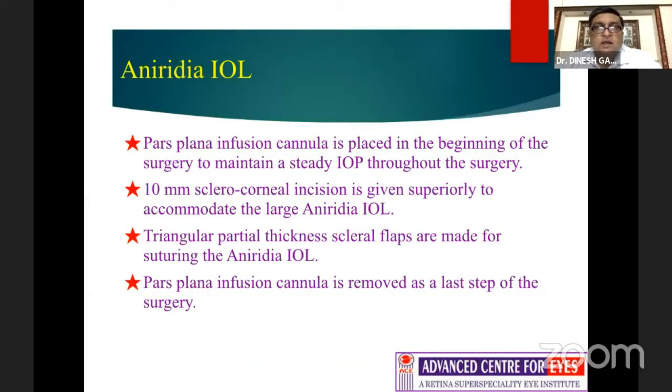So in aniridia IOL fixation, pars plana cannula is a very important part. It is placed in the beginning of the surgery and maintains a steady IOP. At least 10 millimeter sclerocorneal incision is given. And the triangular partial thickness scleral flaps are made for suturing of these stitches. And pars plana cannula, of course, is maintained throughout and removed as a last step of surgery.